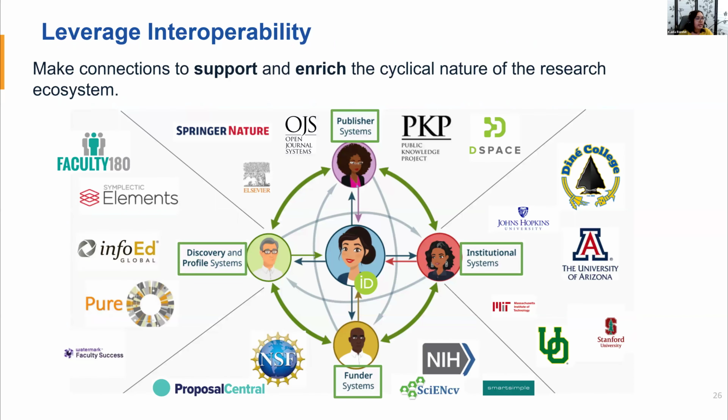Next slide. And finally, an ORCID record can help leverage interoperability. An ORCID ID can make connections to support and enrich the cyclical nature of the research ecosystem. The relationships between publishers, funders, employers, and researchers can all benefit from the use and connections made by using ORCID. This is also true of the different systems that each member of the research ecosystem uses. With ORCID, making these connections and using these different systems in conjunction with ORCID can help make processes between funders, publishers, employers, and researchers easier and more trustworthy.